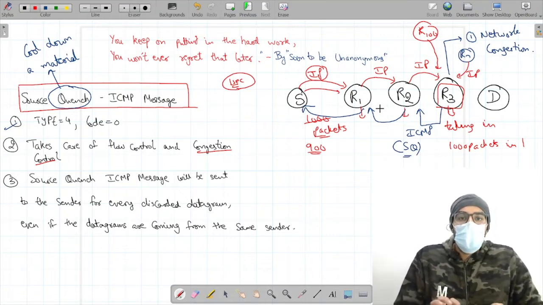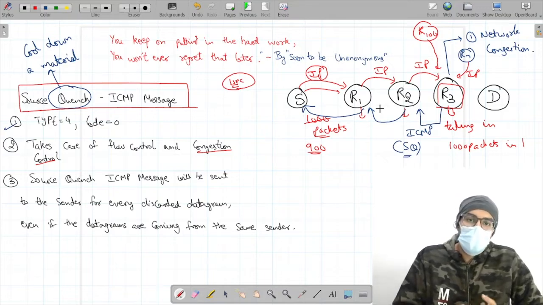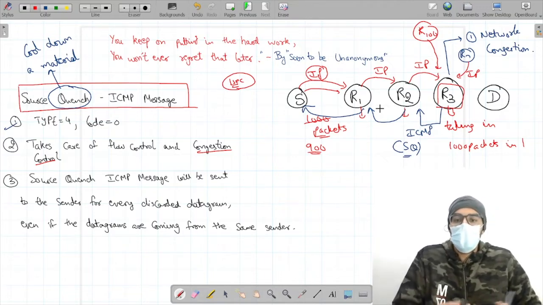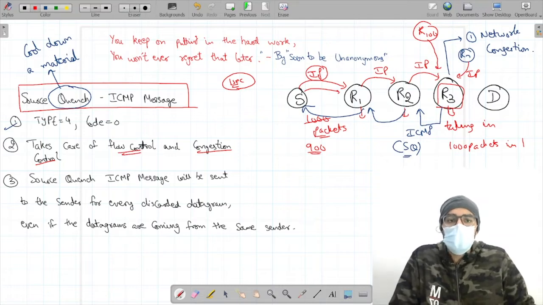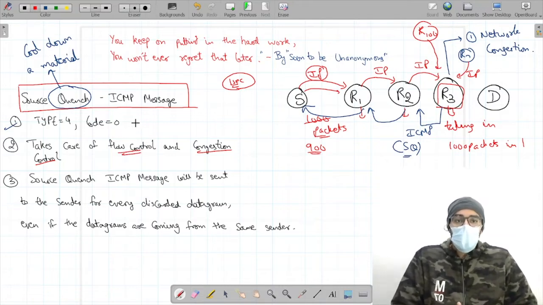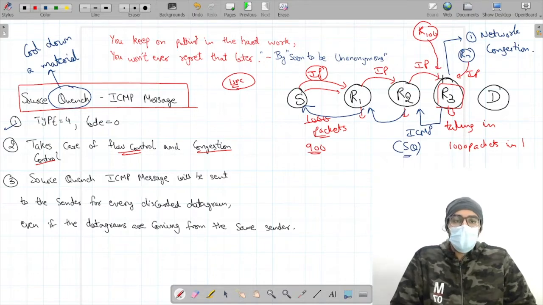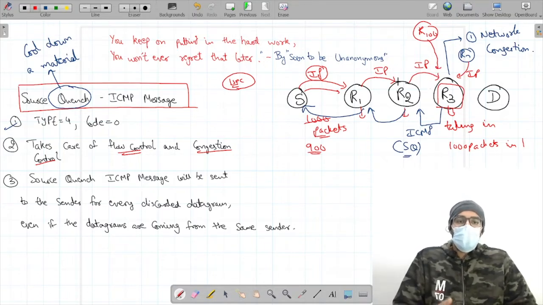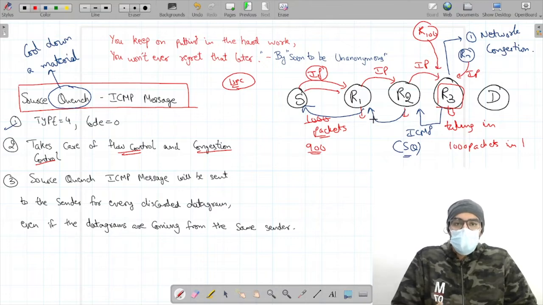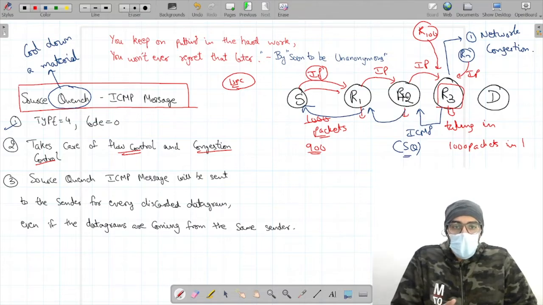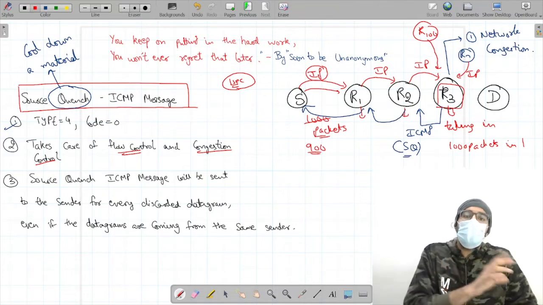So this is the way the ICMP source quench message helps in congestion control. The second thing is flow control. Obviously, it helps in flow control as well, because if 1000 packets are coming over from here and R3 is not able to process all those packets within 1 second, there would be a flow inconsistency from R2 to R3 and then from R3 to D.